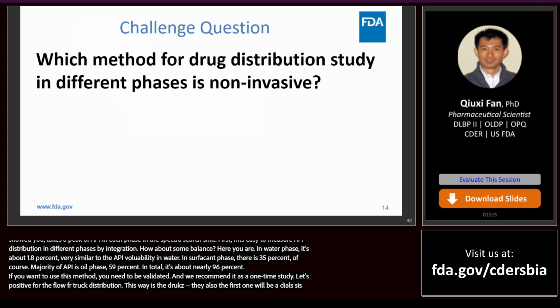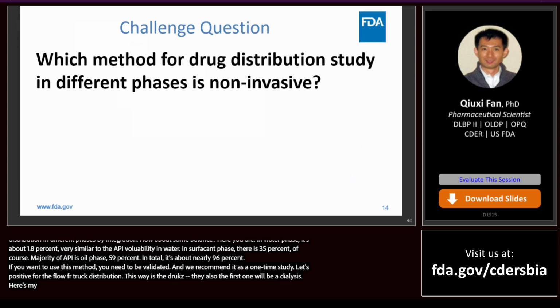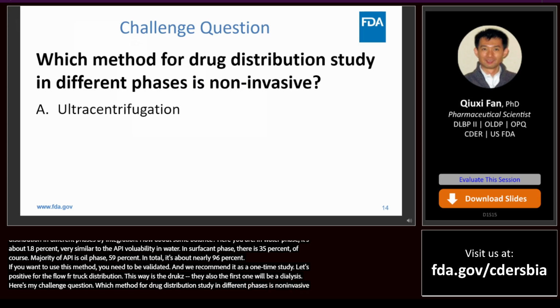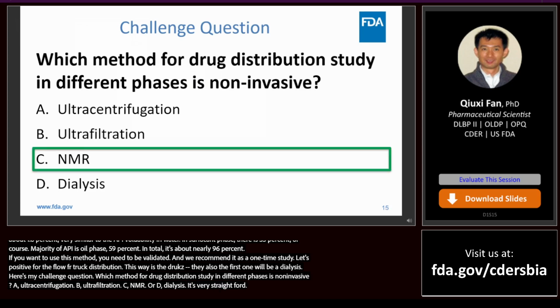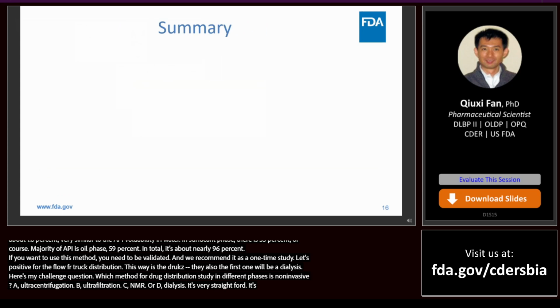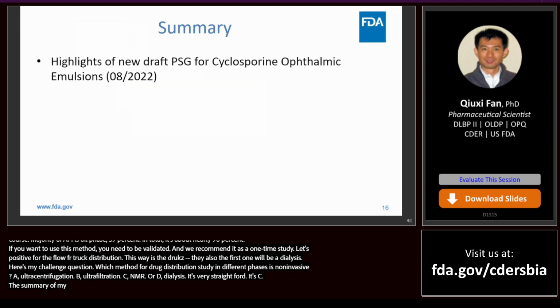Here's my challenge question. Very easy. Which method for drug distribution study in different phases is non-invasive? Is it A, ultracentrifugation, or B, ultrafiltration, or C, NMR, or D, dialysis? Well, it's very straightforward. It's C, NMR. The summary of my talk. First, I presented highlights of the new draft PSG for cyclosporine ophthalmic emulsions.